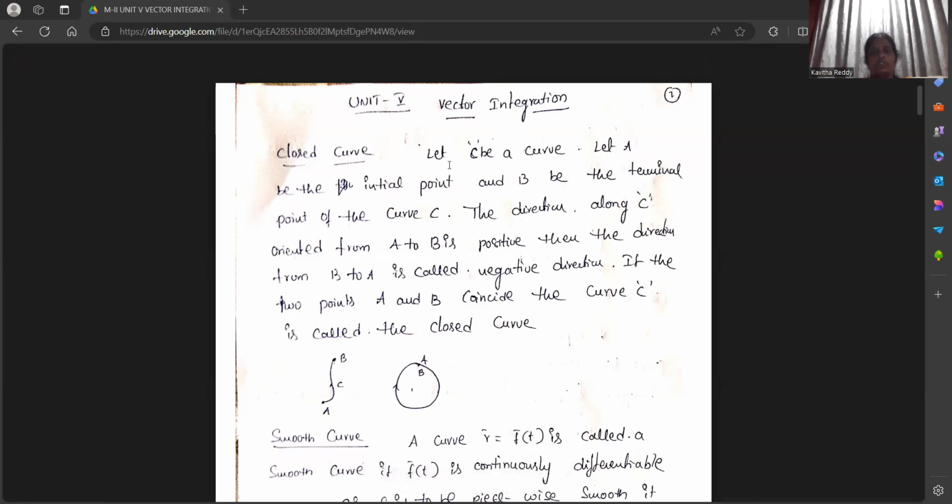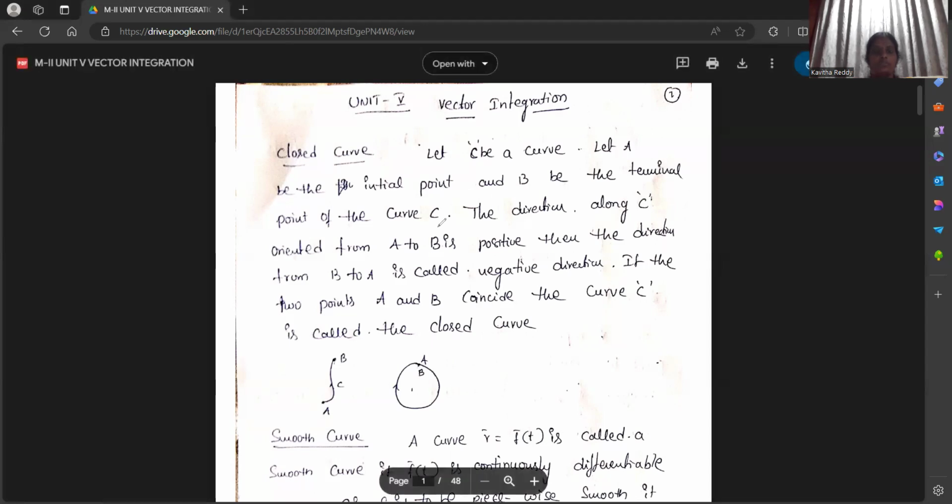Vector integration. Closed curve. Before going to vector integration, we discuss closed curves. Let C be a curve, let A be the initial point and B be the terminal point of the curve. Observe, one curve is there. A is the initial point, B is the terminal point of the curve. The direction along C oriented from A to B is positive, and B to A is negative.